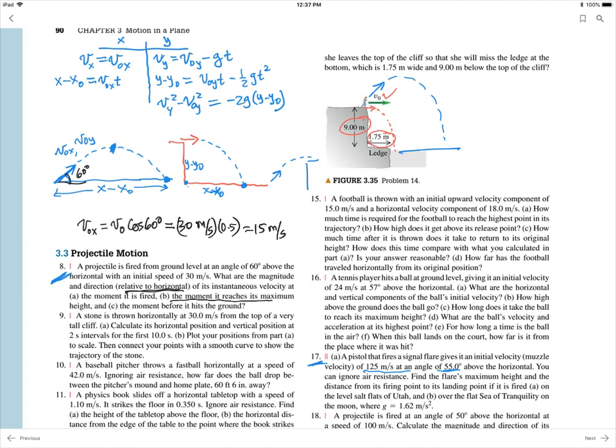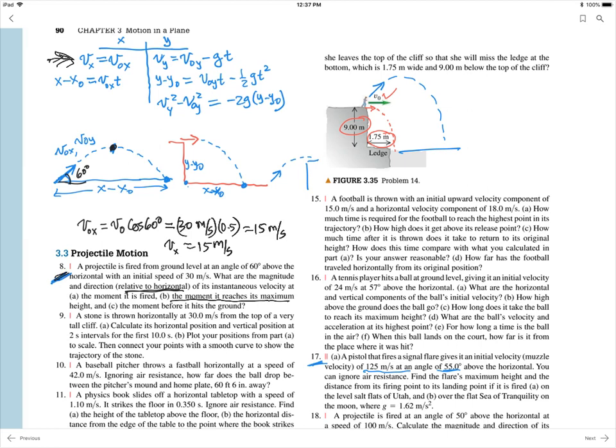Part B, the moment it reaches maximum height. At maximum height, Vy is 0, but Vx is still the same as V0x, because if you look at this equation right there, the Vx component of the velocity never changes. So I can write that Vx at maximum height is still 15 meters per second. Okay, so that's all you have in number 8.